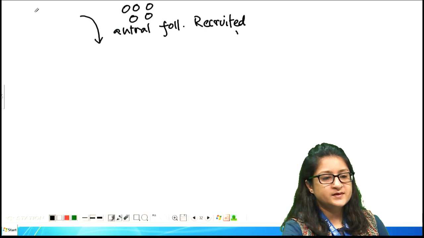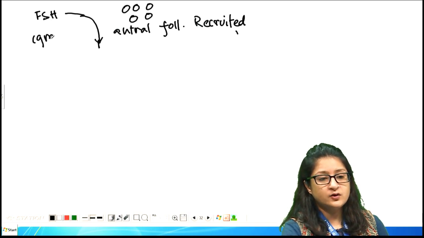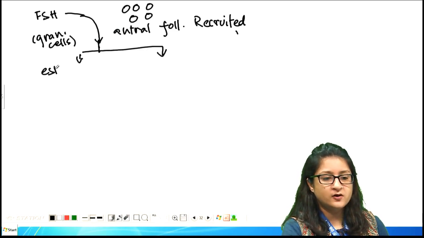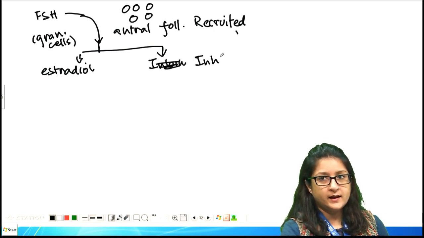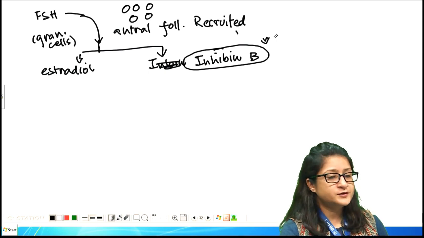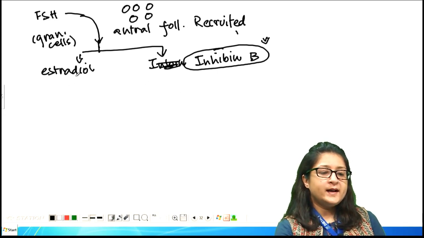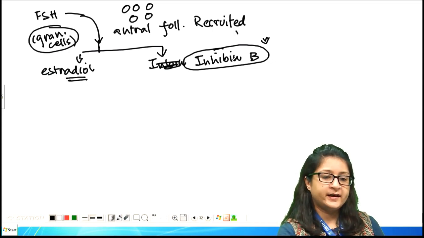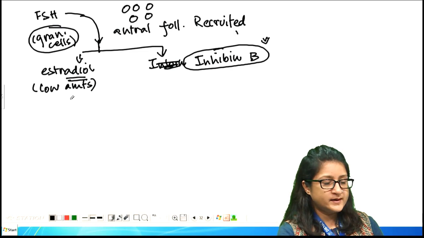FSH acts on these antral follicles, and the granulosa cells of these antral follicles start synthesizing estradiol and inhibin. Very important to remember that this inhibin is inhibin B, the isoform of inhibin synthesized by the granulosa cells. These estradiol levels are rising but still in low amounts.